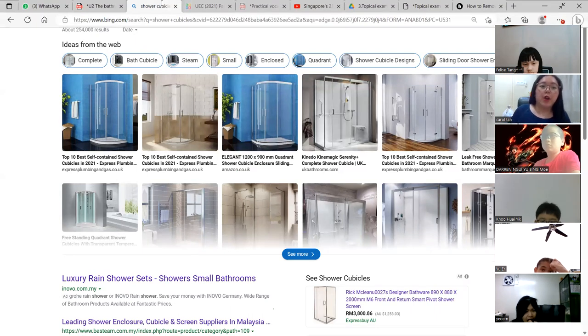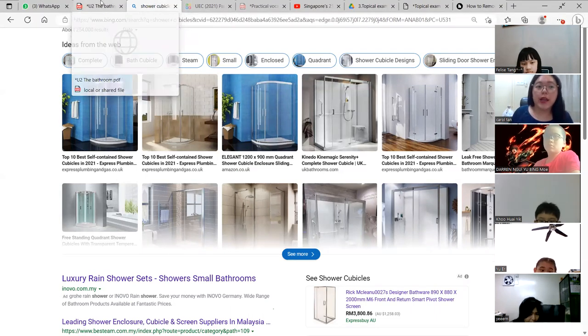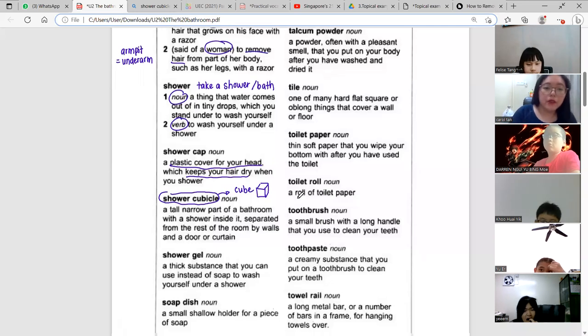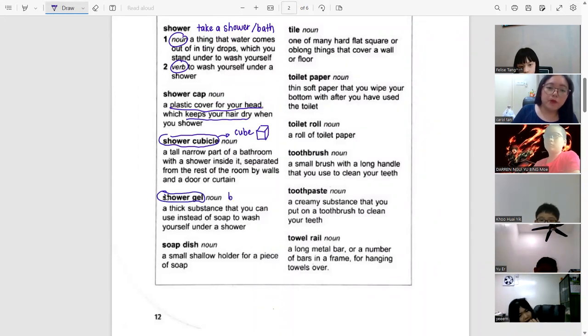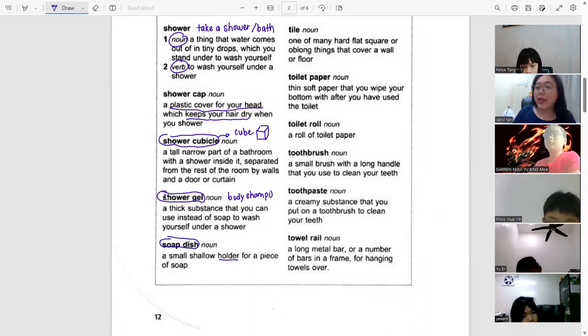Some places also got, when you go to the hotel, they have this shower cubicle. And then shower gel is the body shampoo also. You all can write body shampoo. And then soap dish. It's a holder for a piece of soap, okay?